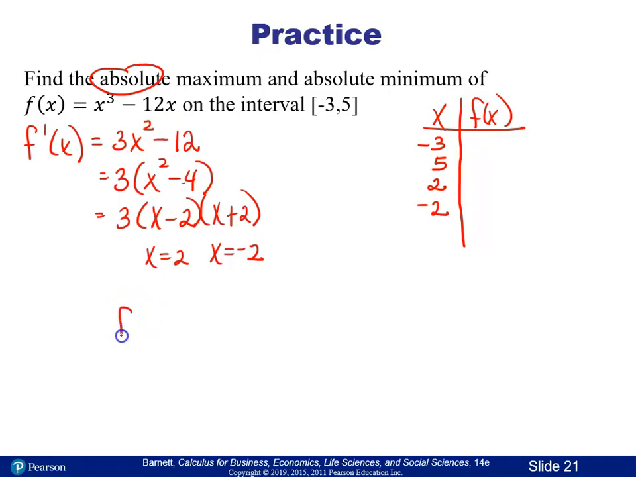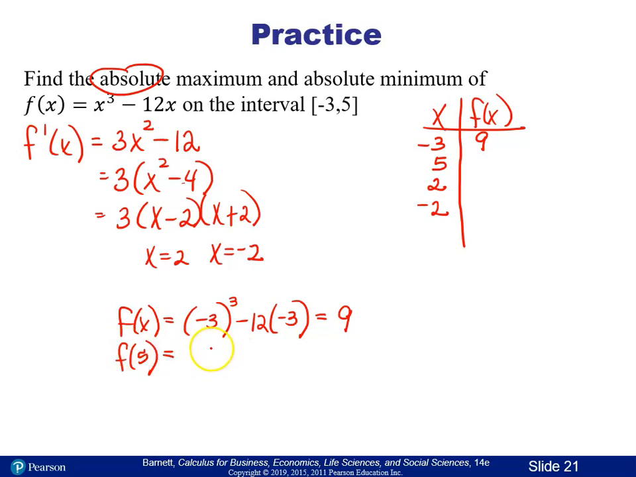Okay, so we want to plug into the original function. So that would be -3 to the third minus 12 times -3. Be really careful with your signs on problems like this. That should give us 9 for that value there. If I plug 5 in, f of 5, and you can double check me on this, f of 5 is going to be 65. f of 2, plugging 2 in, is going to be -16. And then f of -2 is going to be +16.